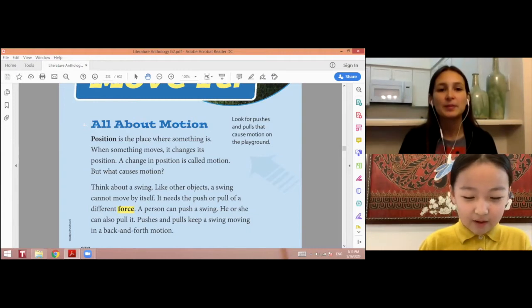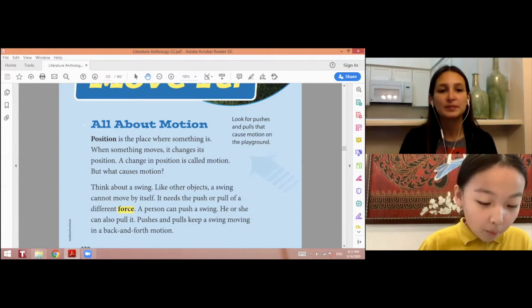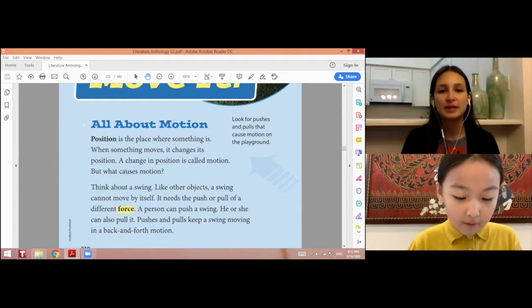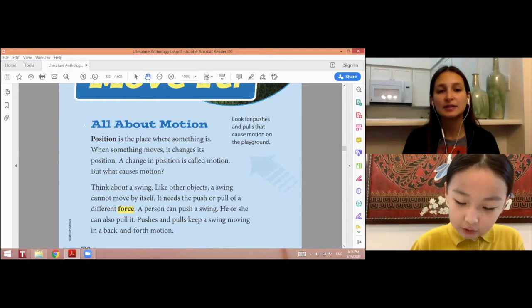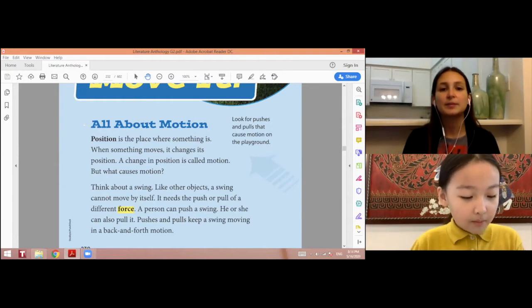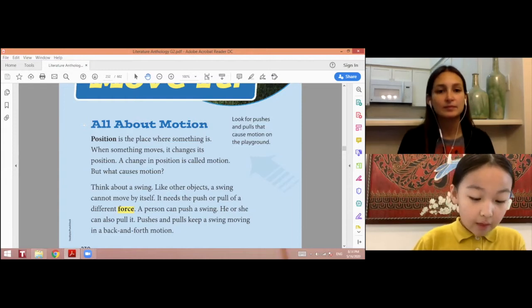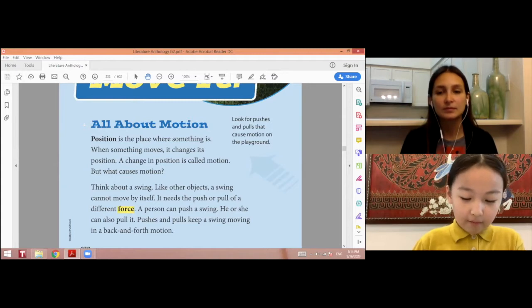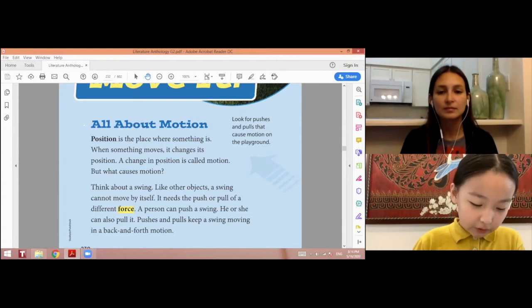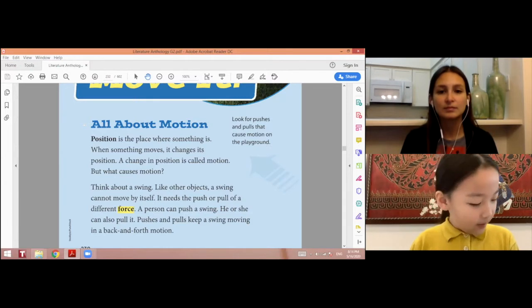Position is a place where something is. When something moves, it changes position. A change in position is called motion. But what causes motion? Think about the swing. Like other objects, a swing cannot move by itself. It needs the push or pull of a different force. A person can push a swing. He or she can also pull it. Pushes and pulls keep a swing moving in the back and forth motion.